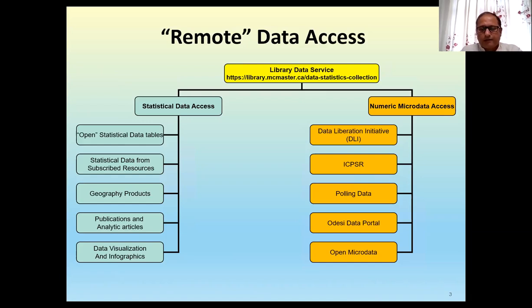Then we have a vast archive of ICPSR, which is based out of the University of Michigan in Ann Arbor. I'll show you the website and give you a demo. But ICPSR mostly houses US data with some international content. Then we have a good collection of polling data, which is available from various organizations such as Environics, Ipsos Reid, Gallup, things like that. I'll show you where you can access polling data.